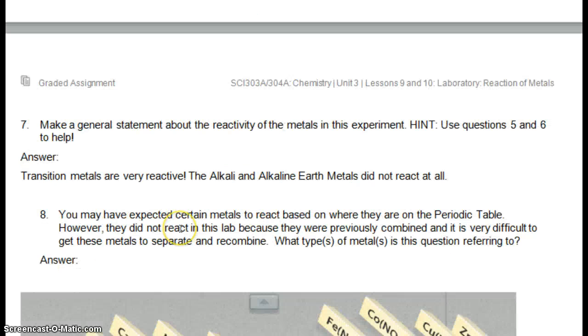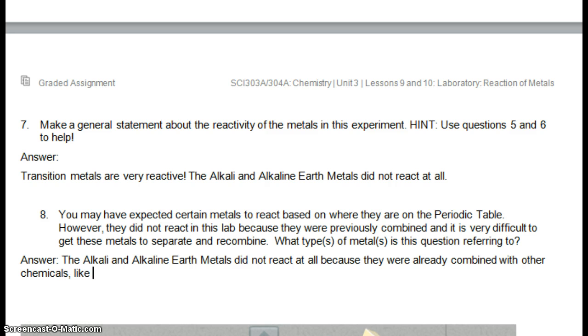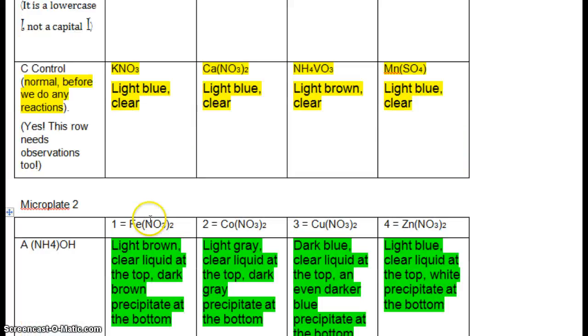Okay. Last question says, you may expect certain metals to react based on where they are in the periodic table. However, they did not react in this lab because they were previously combined, and it is very difficult to get these metals to separate and recombine. Which type of metal or metals is this referring to? Okay, so in this lab, alkali and alkaline earth metals did not react at all. So, alkali and alkaline earth metals themselves are very reactive, but these didn't react at all because they were already combined with other chemicals like, well, let's look and see what they were with.